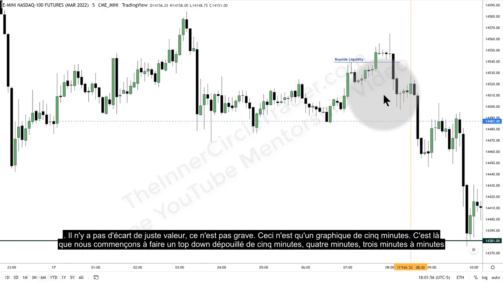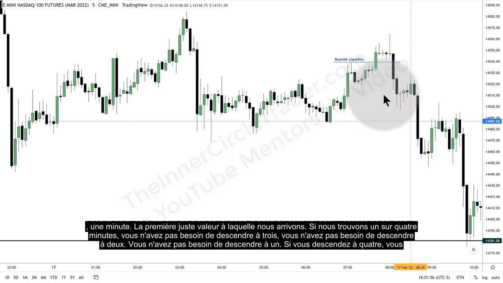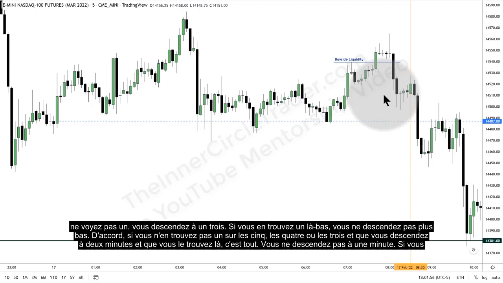That's okay. This is only a 5-minute chart. This is where we start doing a top-down strip of 5-minute, 4-minute, 3-minute, 2-minute, 1-minute. The first fair value gap we come to, if we find one on a 4-minute, you don't need to go down to a 3. You don't need to go down to a 2. You don't need to go down to a 1. If you go down to a 4, you don't see one, you go down to a 3. If you find one there, you don't go any lower.